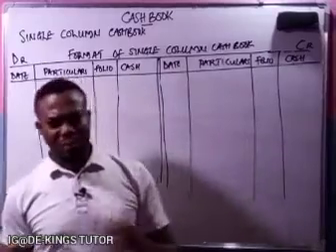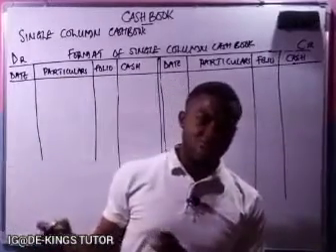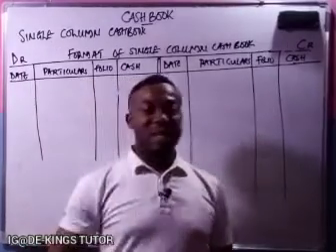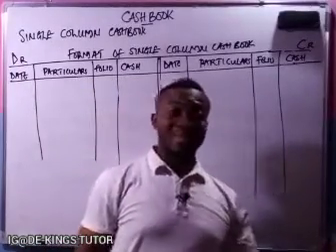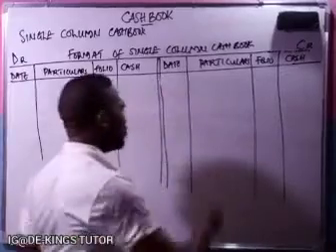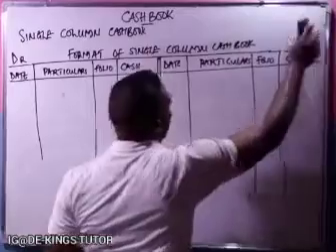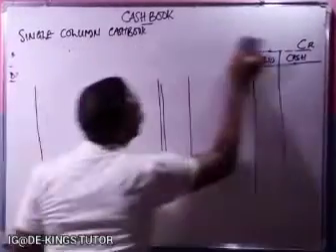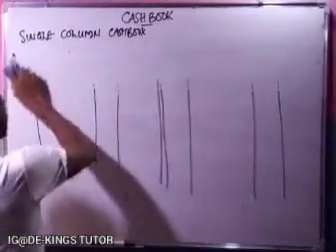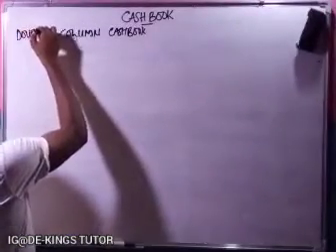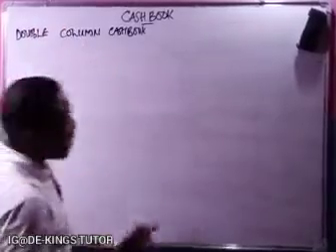Okay, so we're going to see an example of the single column on a separate video, but this video is to give an introduction to this cash book. Okay, so this is a single column cash book. Okay, so the next one is the double column cash book.